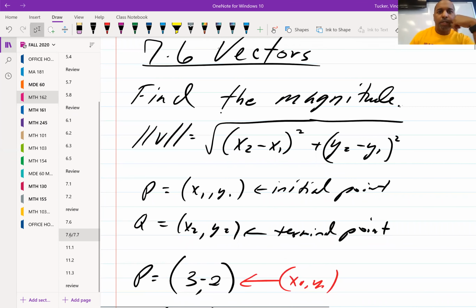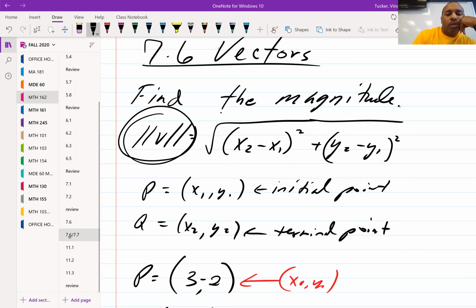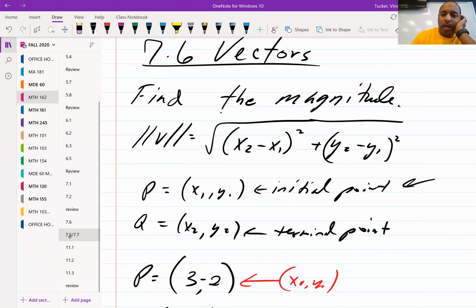All right, so 7.6 was vectors, and we're going to finish off 7.6 today. May get to 7.7, but we'll see. We want to find the magnitude, and this is the symbolism for the magnitude of vector V. We're going to plug our values into this formula. X1, Y1 is coming from your initial point, and X2, Y2 comes from your terminal point.